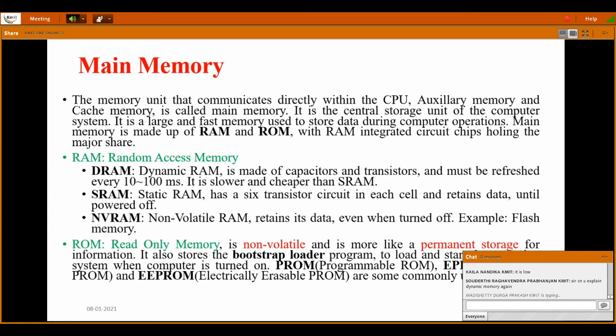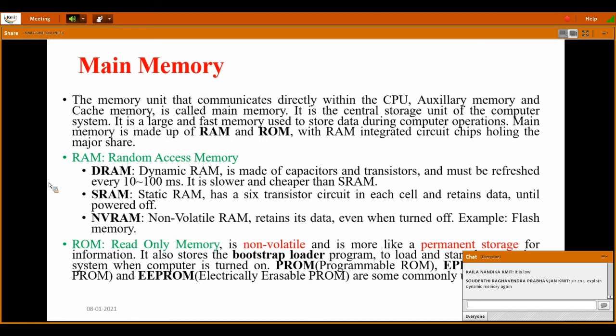NVRAM, non-volatile RAM. What is NVRAM here? This NVRAM is non-volatile RAM, retaining its data even when turned off. For example, we can take flash memory.